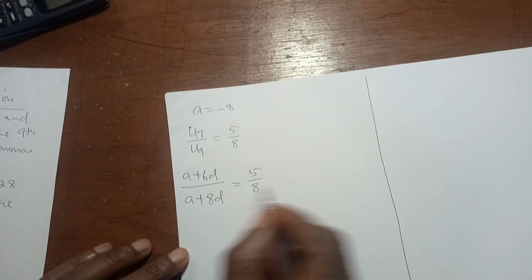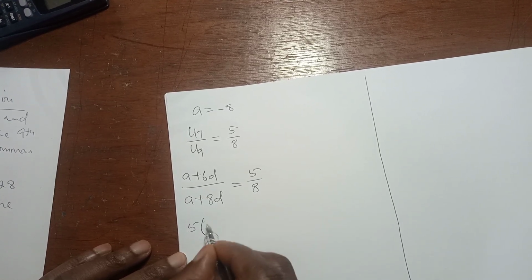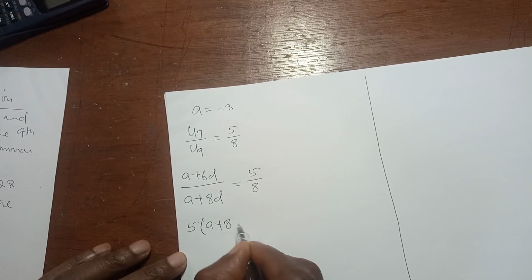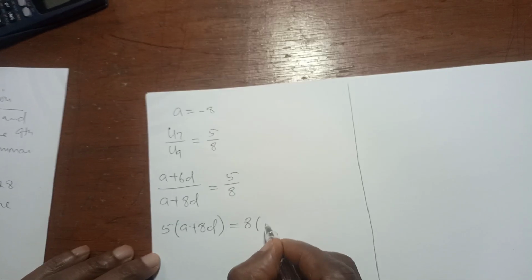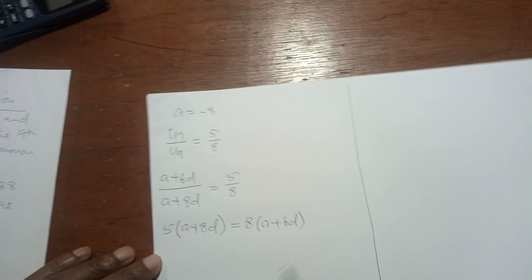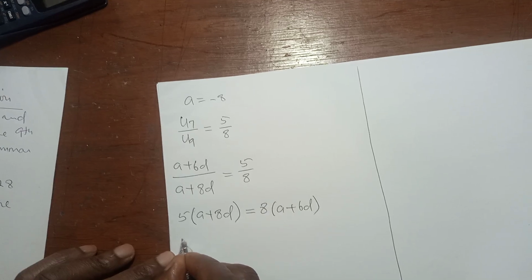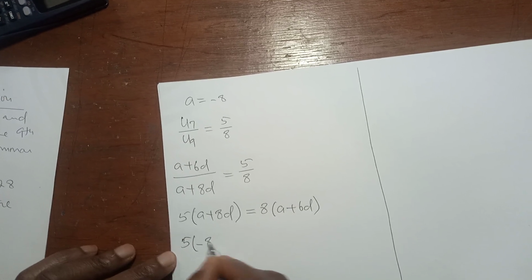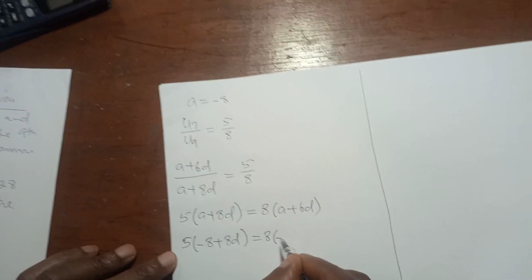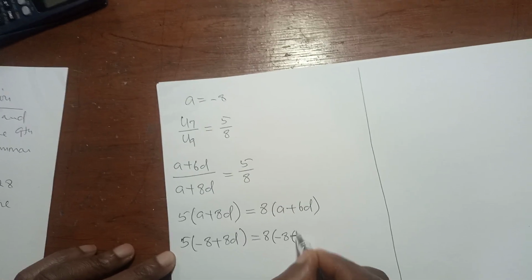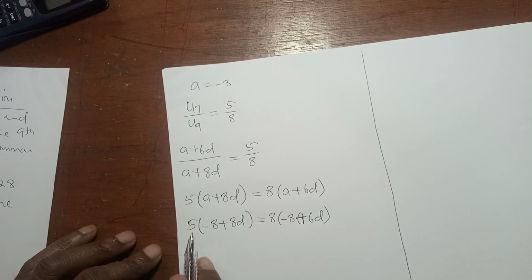So from here, we can cross multiply. If you cross multiply, you have 5 brackets A plus 8D, all of them is equal to 8 brackets A plus 6D. But recall that A is minus 8, so we can simply fix in the value of A there. So we have 5 brackets minus 8 plus 8D, all is equal to 8 brackets minus 8 plus 6D.